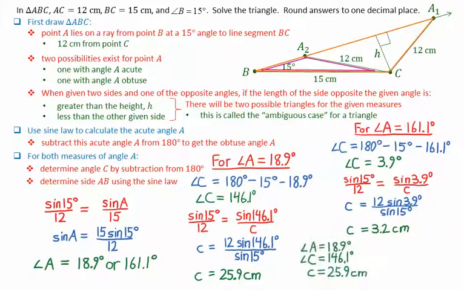We then have two possible results. We have angle A equals 18.9 degrees, angle C equals 146.1 degrees, and side C equals 25.9 centimeters. We also have angle A equals 161.1 degrees, angle C equals 3.9 degrees, and side C equals 3.2 centimeters.